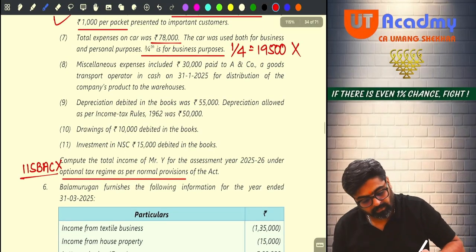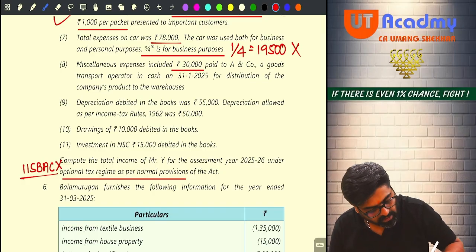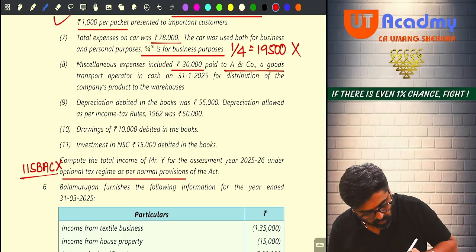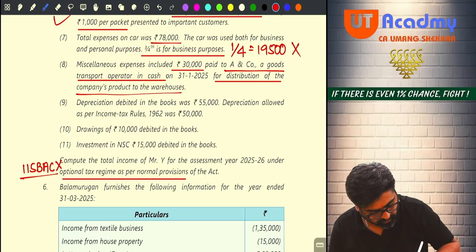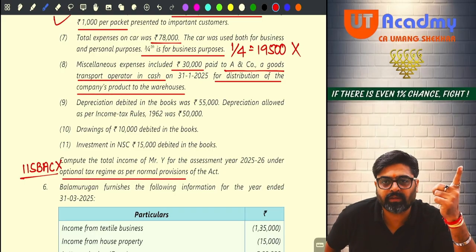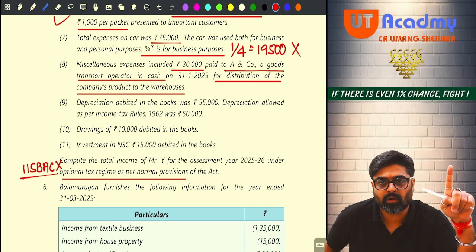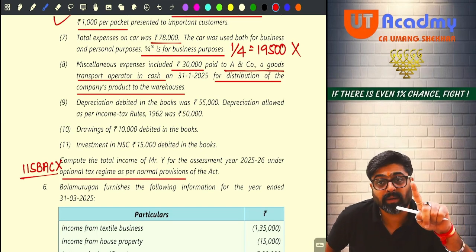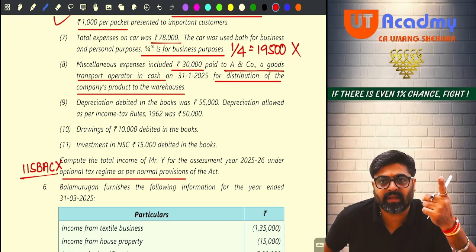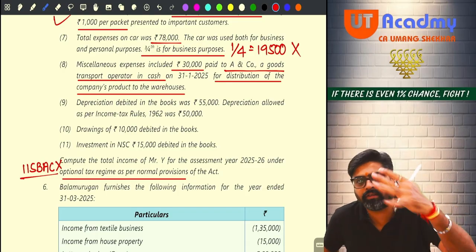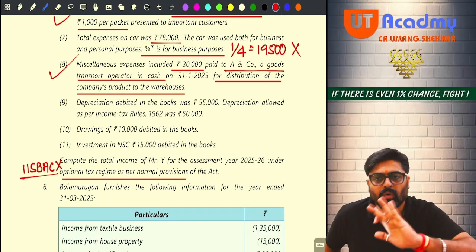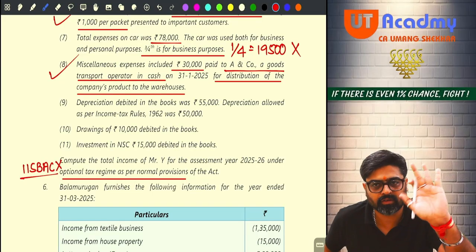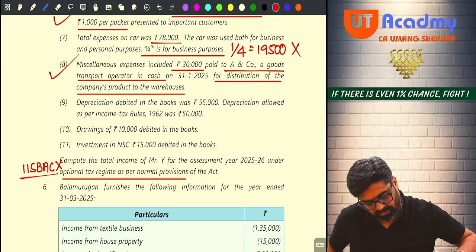Okay. Now pay attention. Miscellaneous expenses include 30,000 paid to A and Company, a goods transport operator, in cash for distribution of the company's product to the warehouse. See, if this would have been any other expense, then it was fully disallowed because the amount was more than 10,000 and paid in cash. But if the payment is made to a transporter, then the limit is not 10,000, it is 35,000. Up to 35,000 payment made in any mode is allowed. So will this 30,000 be allowed? Yes, this will be allowed. So no need to add this expense back. This is not disallowed. This is allowed only. Yes or no?